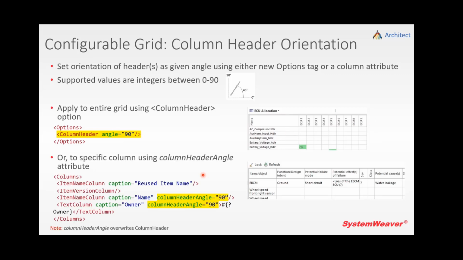And then the other option is to place this new column attribute called column header angle in the specific column that you want it to apply for. In this example, you can see that everything is horizontal, but then you have these two, item name column and text column, that are at 90-degree angles. And if you use both, as I mentioned, the attribute will overwrite what's in the options tag.